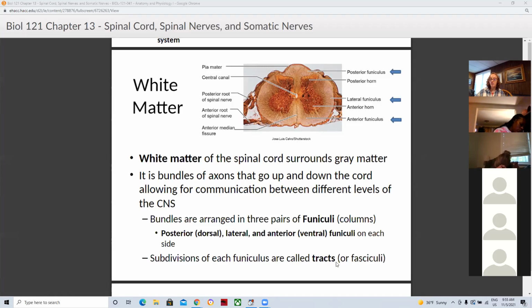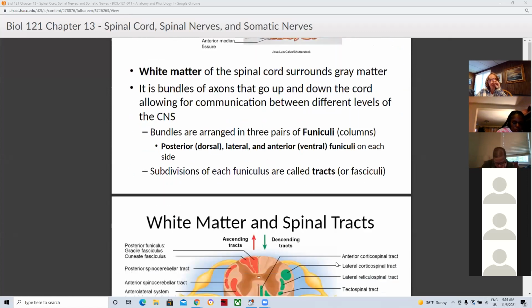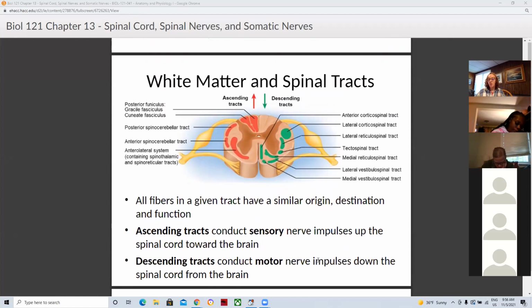Remember, we talked about how bundles of axons in the central nervous system are called tracts. In the peripheral nervous system, they're called nerves. All of the fibers within a given bundle or tract in the central nervous system have a similar origin, destination, and function.